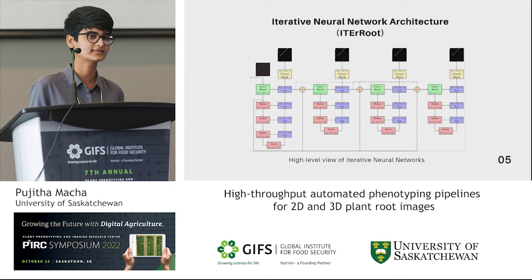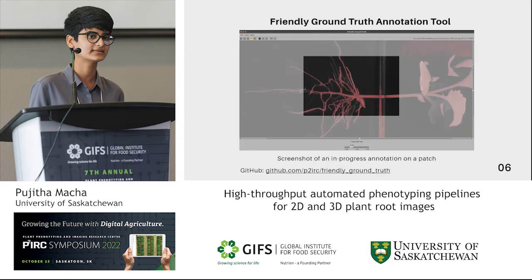The motivation behind using these iterative networks is that they are successful in segmenting thin road networks in satellite road images. So to train and test the model, we require thin and complex root networks. For annotation, we've used an in-house developed annotation tool, the friendly ground truth annotation tool. The figure here provides a screenshot of an in-progress annotation on a patch. This tool takes a large image as input, and it splits it into non-overlapping patches. We can work on one patch at a time without having to manage the entire image.